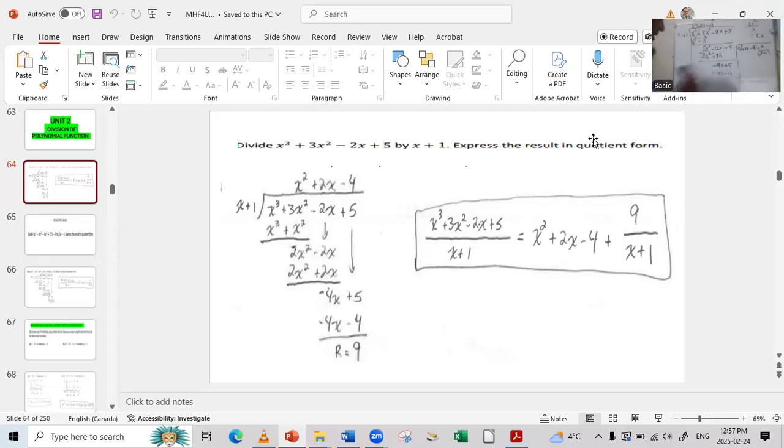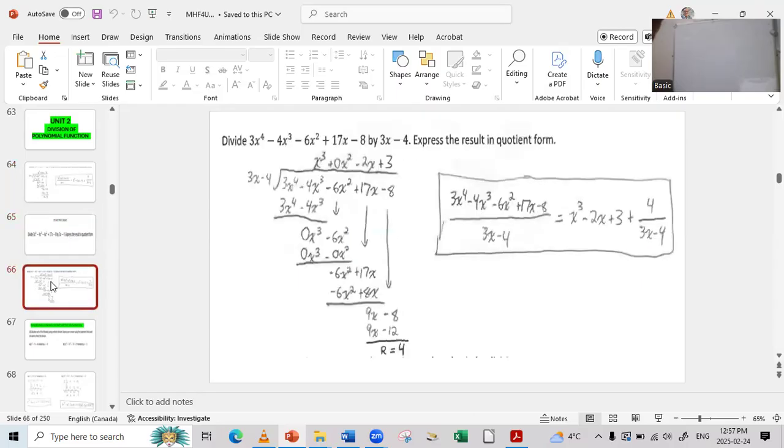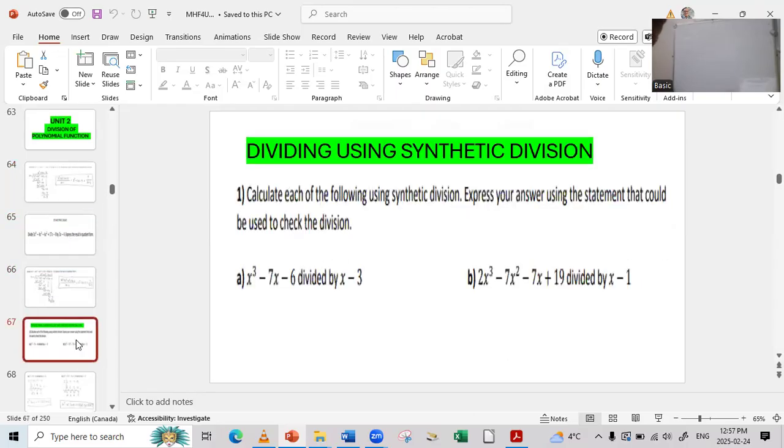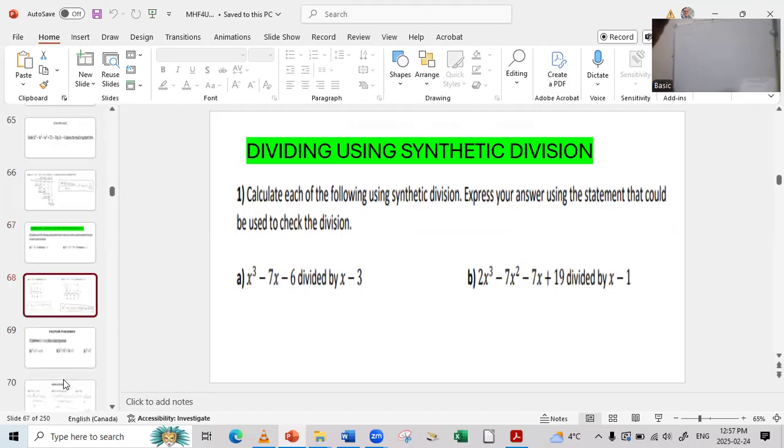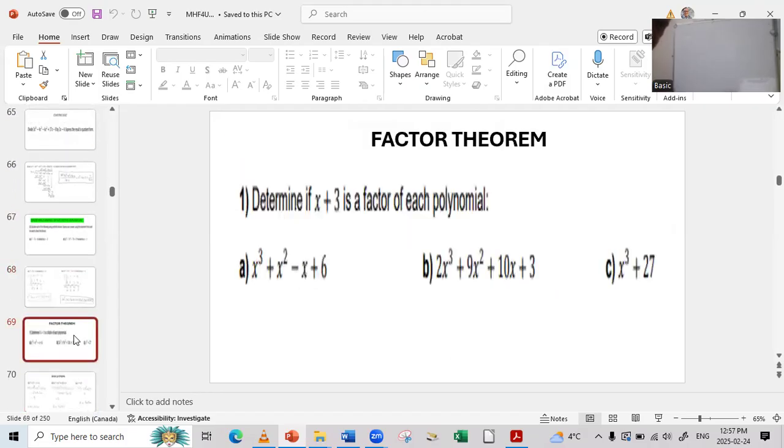Let us see what we will do. The same example? Yes, the same example. I will do it with the factor theorem. How I will do this, it's very easy, and this is the second way. So the first way, remember, the name is quotient form. The second way we'll do right now is not the synthetic. I will come to the synthetic later on. Right now we will do it using the factor theorem.